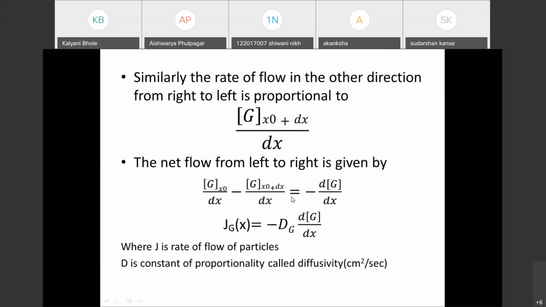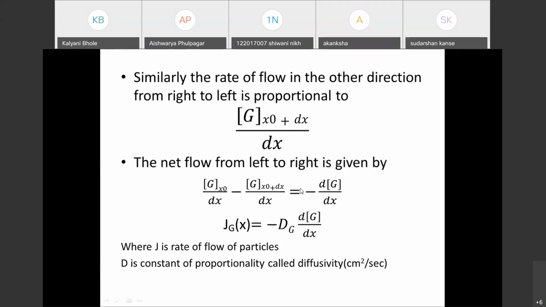Now if you simplify this, how do you get a derivative? It's the next value minus the current value upon the interval, x1 minus x0 upon something, which gives you a derivative. Similarly, this is nothing but a derivative. If you simplify this, it becomes the rate of change of glucose concentration per unit partition, or per unit membrane. So this is the net flow.